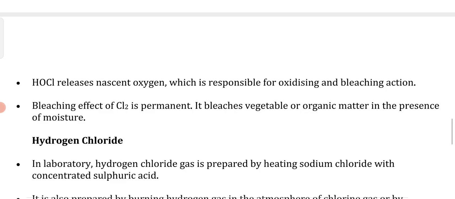HOCl releases nascent oxygen. This is very active and can be used as a very good oxidizing agent, and it has bleaching action due to the presence of nascent oxygen. Nascent oxygen means a free radical of the oxygen atom. As it is a free radical, it is very reactive in nature and it can oxidize another substance by reducing itself. The bleaching effect of Cl2 is permanent. It bleaches vegetable or organic matter in the presence of moisture.